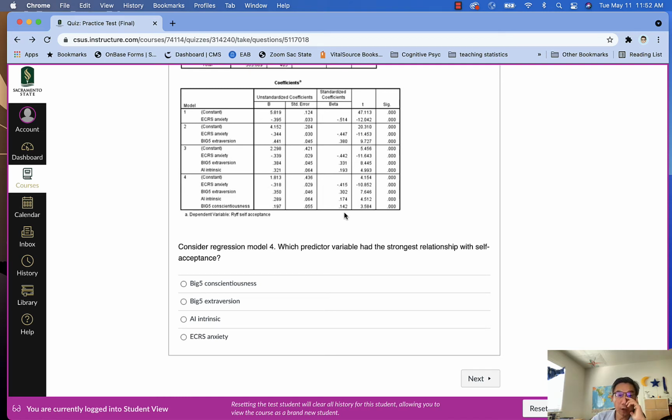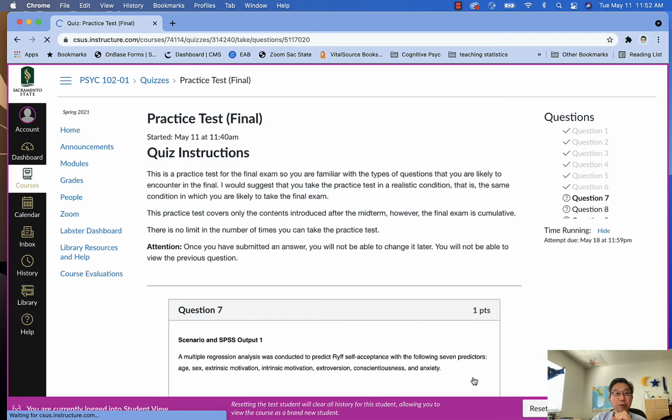So we're looking for the size of the beta coefficient, and regardless, it can be positive, it can be negative. We're just looking for the one with the highest absolute value. So the highest absolute value comes from anxiety, which is negative 0.415. So anxiety has the strongest predictor. Okay, so next question.